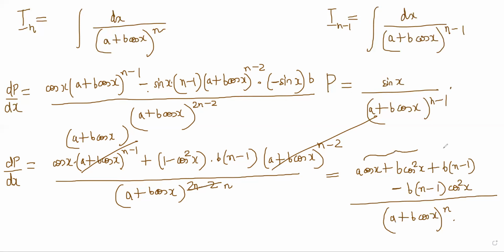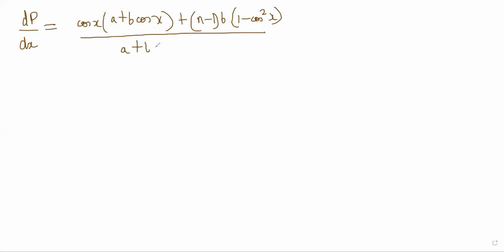You have to simplify it a little bit, and what you will get is eventually dp by dx will become something like this: cos x into a plus b cos x. No, not cos x into a plus b cos x. This was what I wrote earlier only. So this was the previous step. This was a plus b cos x plus n minus 1 into b into 1 minus cos square x. This was the earlier step, divided by a plus b cos x power n, right?